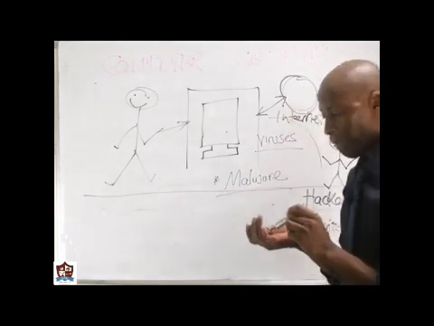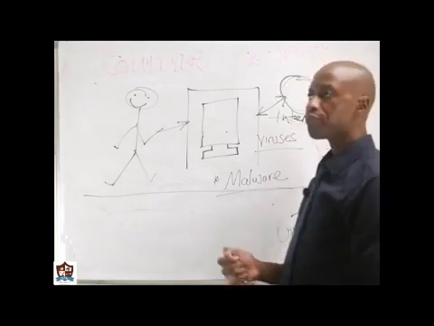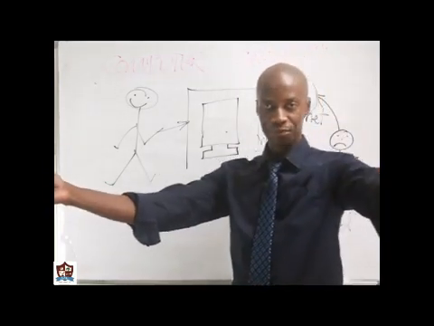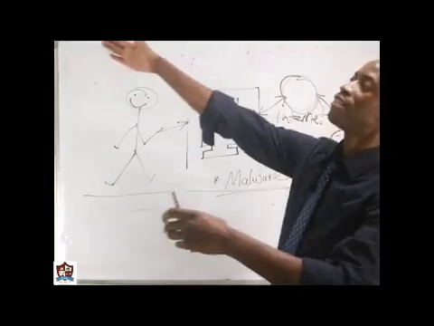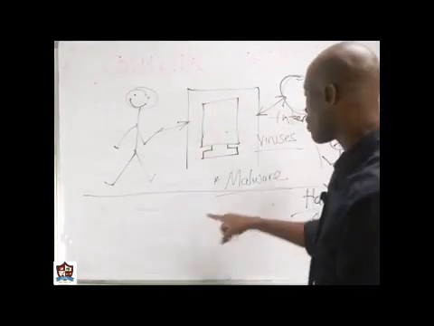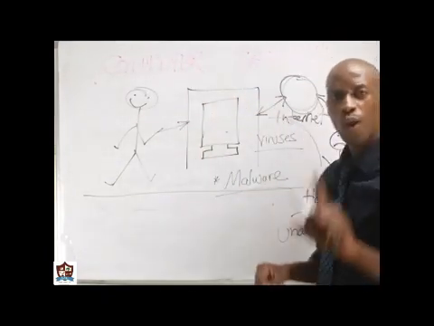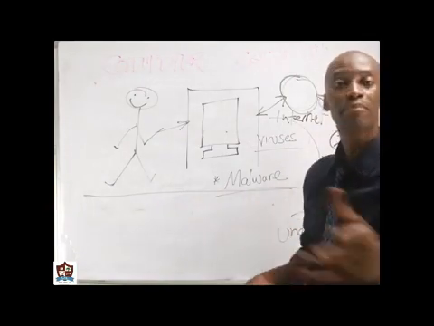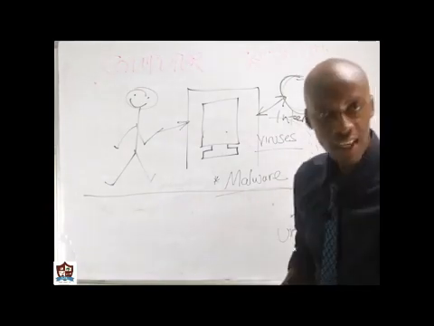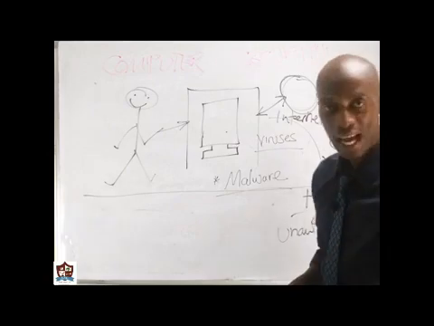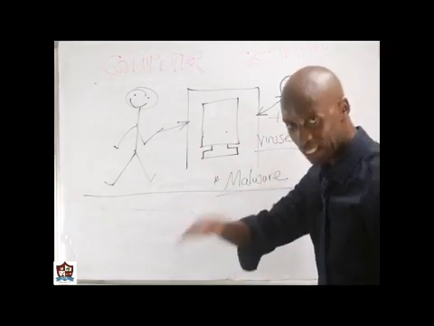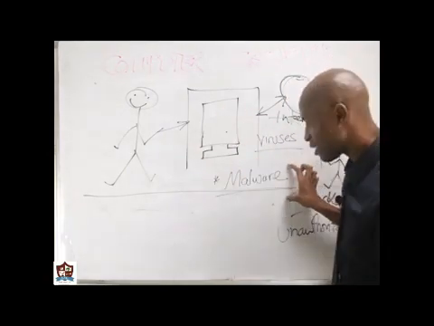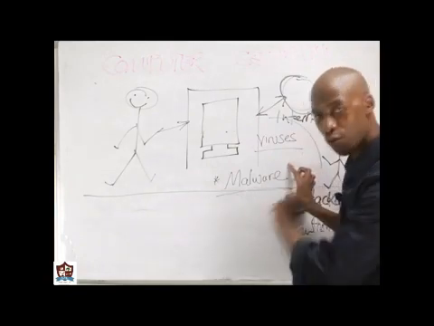Okay? Malware is like saying a disease, all right? So you have a disease or diseases. Those are called malwares. Now, what type of diseases do we have? We have TB, HIV, AIDS, cancer. Those are types of diseases. So malware is like a disease. Now you have types of malware.